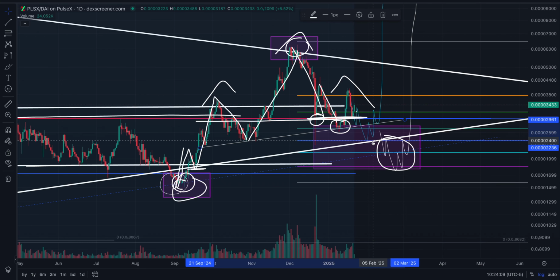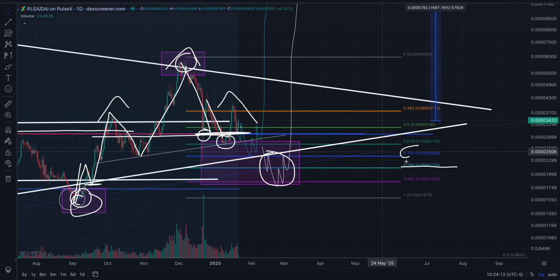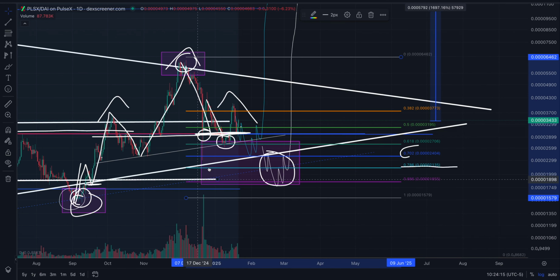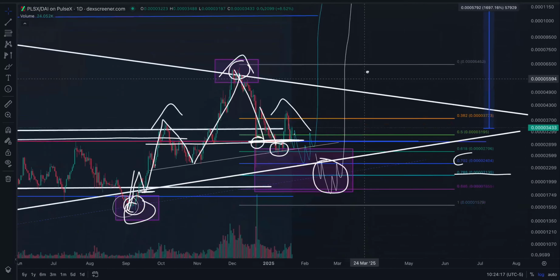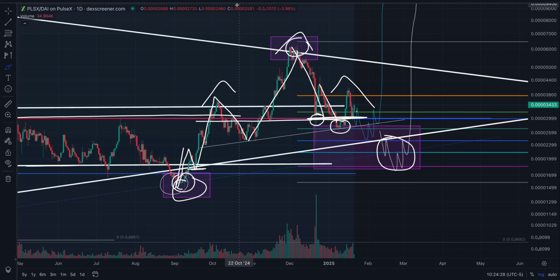So if we do come down here, just know that it's just manipulation down towards these fib supports before we have continuation up. Okay, this would be the optimistic scenario. Just chop around this region right here before continuing higher.